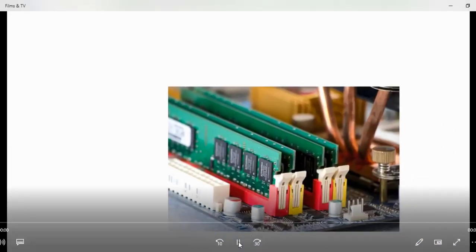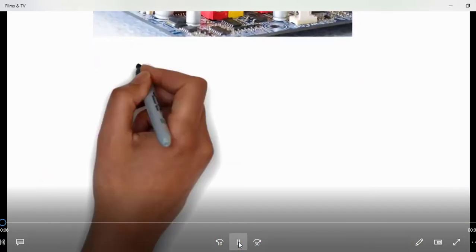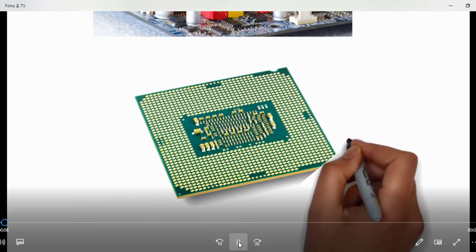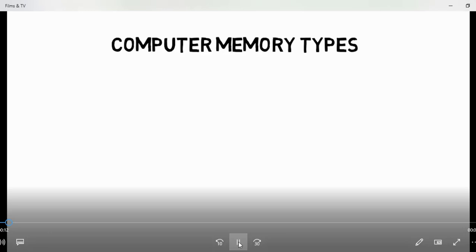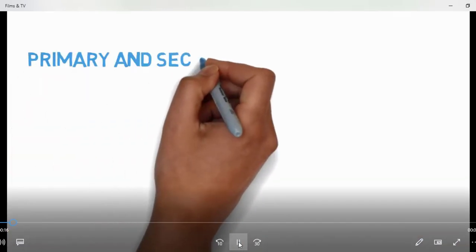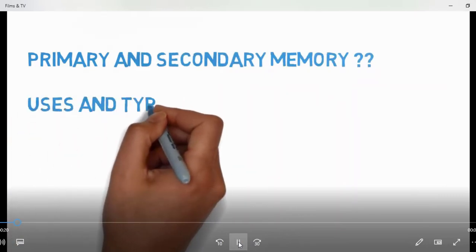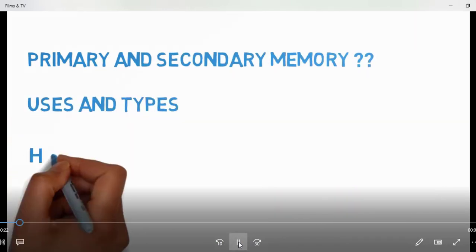We are going to learn about a concept called memory. Memory is an important component in the computer. It stores data and information. Computer memory is classified into two types, that is primary memory and secondary memory. We will learn what primary memory and secondary memory are, their uses and types.